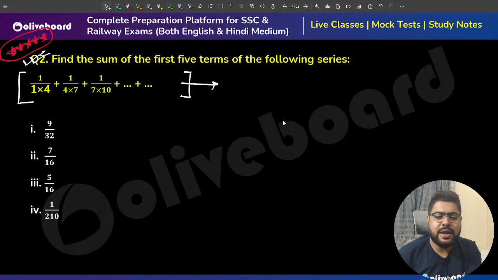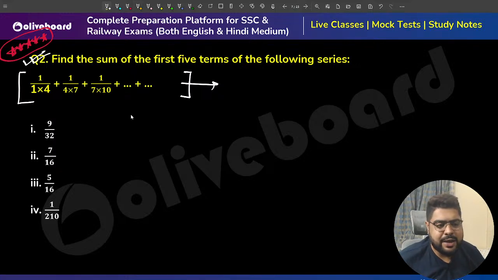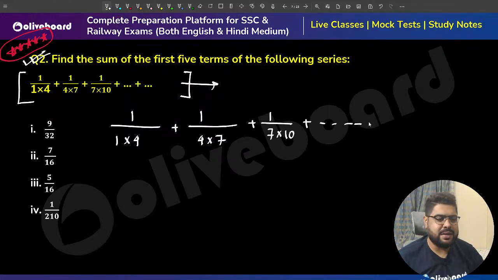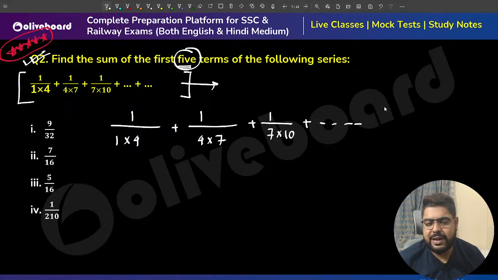Whenever you see a question like this, 1 divided by 1 into 4 plus 1 divided by 4 into 7 plus 1 divided by 7 into 10 plus ... Acha, first 5 terms. I was wondering why they haven't given the number of terms. Sir, 5 terms.